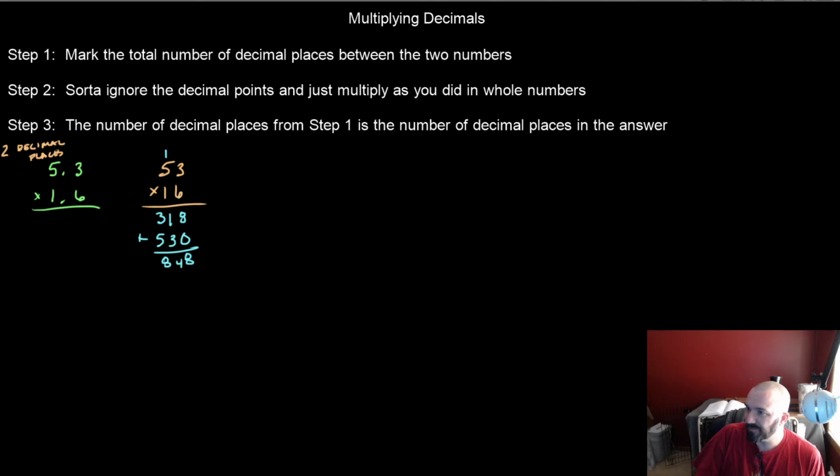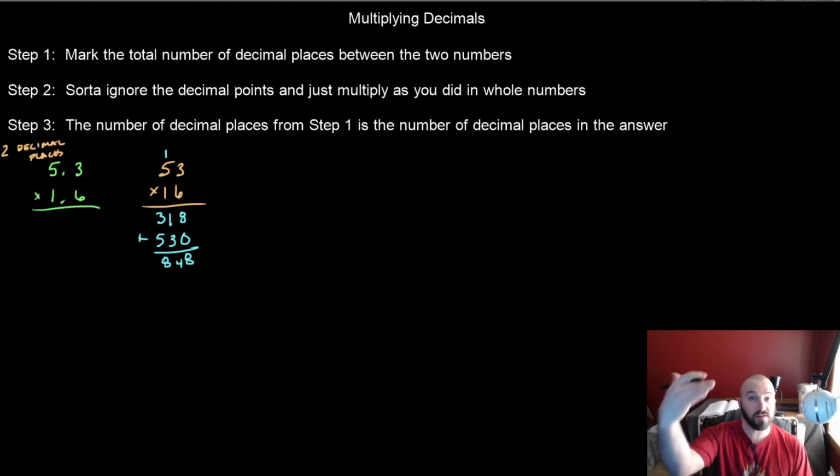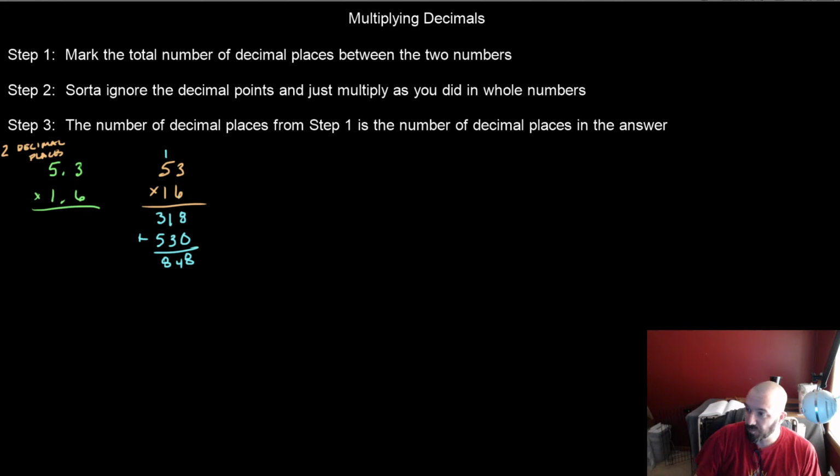All right, so now, that was step 1: we marked the number of decimal places. Step 2, we completely ignored the decimal points and just multiplied the numbers. Step 3, the number of decimal places that you found in step 1 is going to be the number of decimal places in our answer. Between the two of these numbers, they each had 1 decimal place for a total of 2. Our answer will have 2 decimal places. So start at the right end, count the number of decimal places over, and put a dot. You're done. I'm not kidding. That's it.